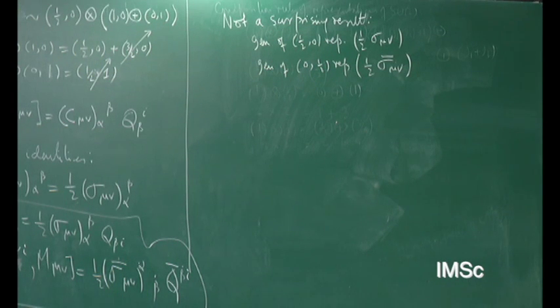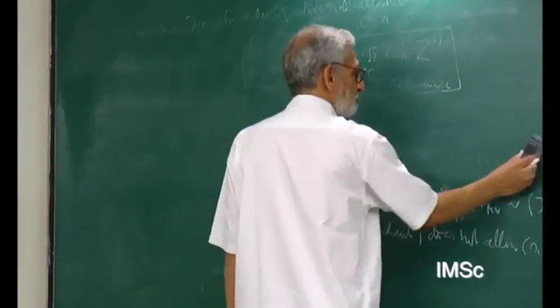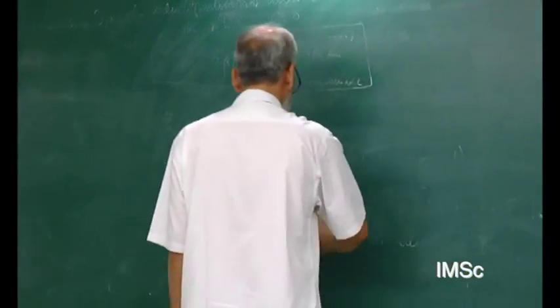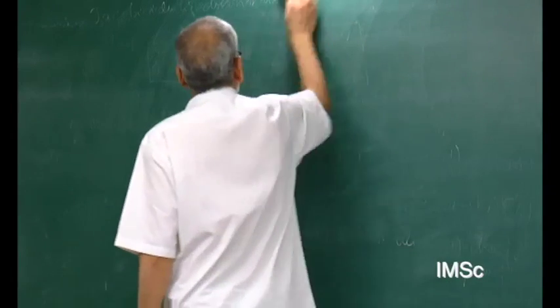The generators of transformations on the upper two components of the Dirac spinor, which transform as (half, zero), and the lower two components, which transform as (zero, half), are respectively half sigma mu nu and half sigma bar mu nu. So this is that result. So this is not surprising. I think with this we have completed the construction of the supersymmetric algebra. Let me summarize it in one place. So, summary.